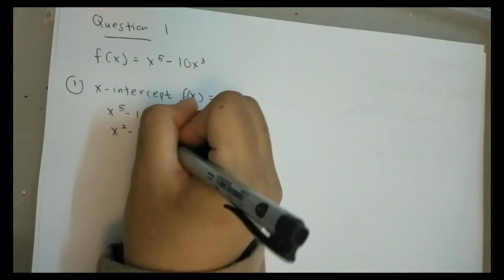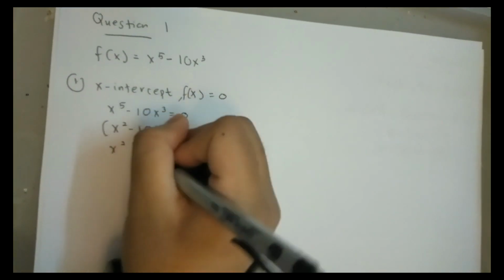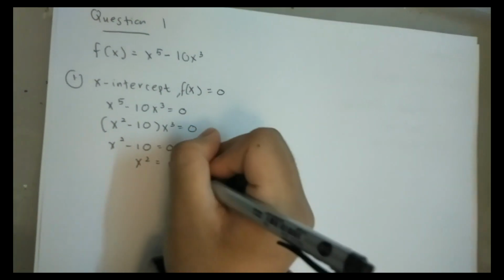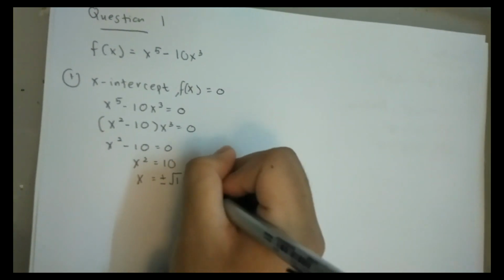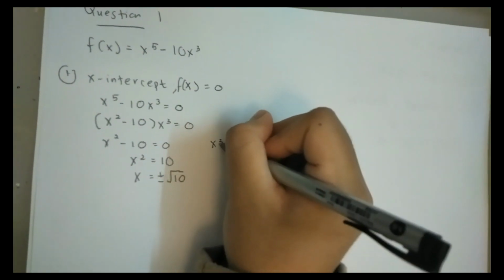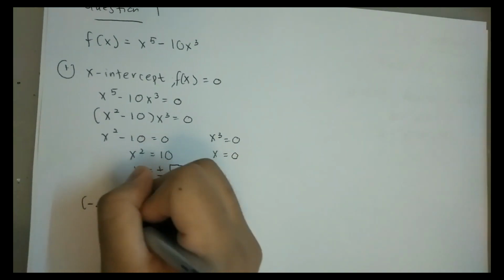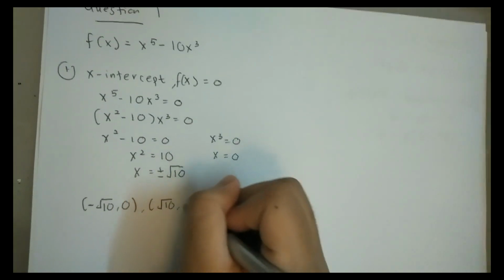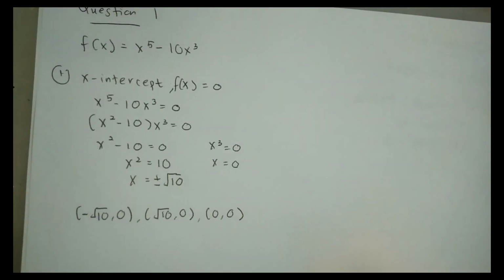x squared minus 10, in brackets, times x to the power of 3 equal to 0. So x squared minus 10 equal to 0. x squared equal to 10. x equal to plus minus square root of 10, and x to the power of 3 equal to 0, so x equal to 0. So in the point form, it will be like negative root 10, 0, root 10, 0, and 0, 0.